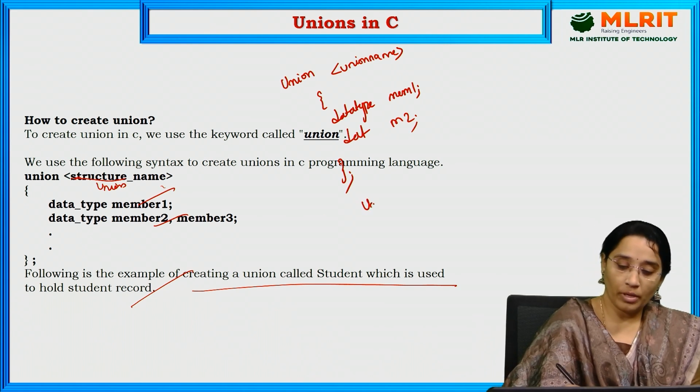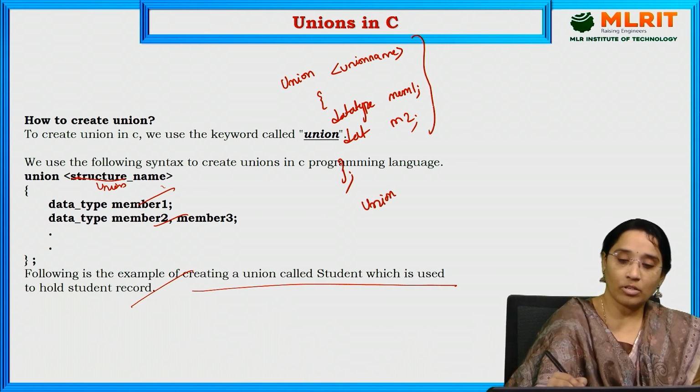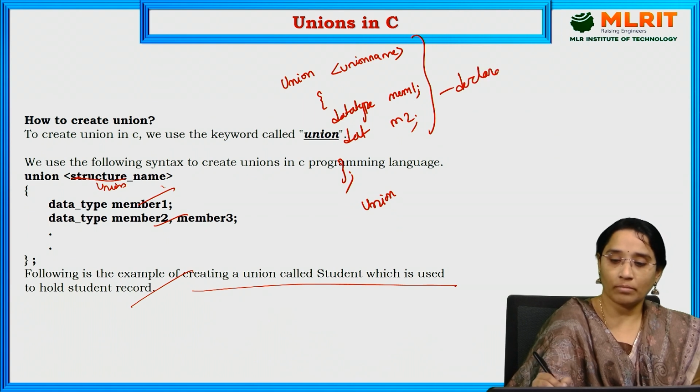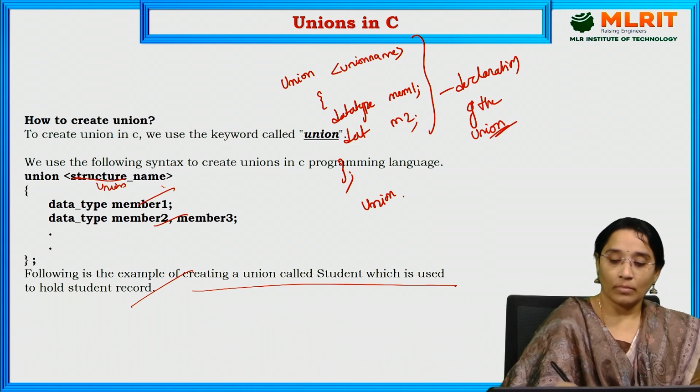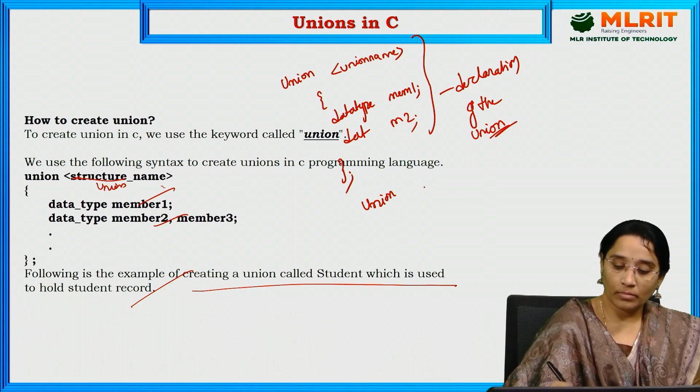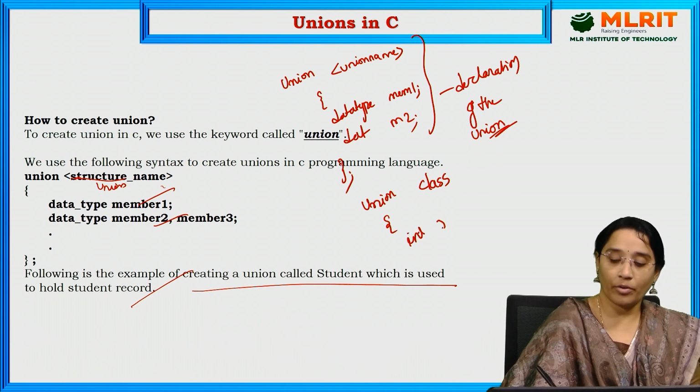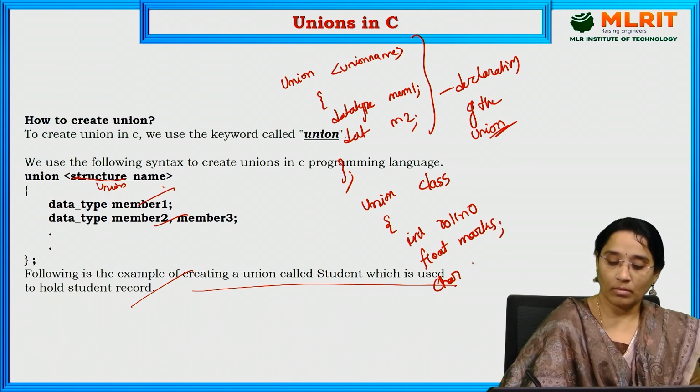Suppose see a union example, this is the declaration of the union. Union name, suppose let's consider class, int roll number, float marks, char name of 5.